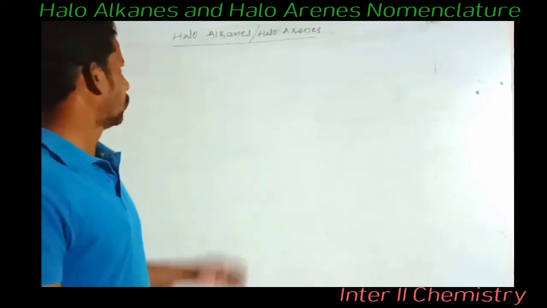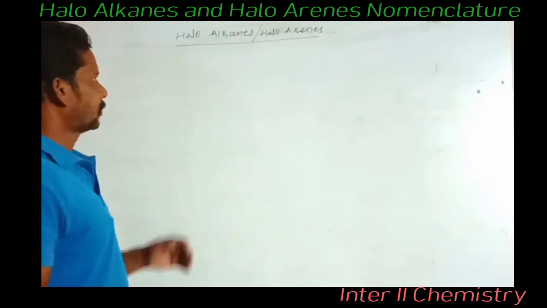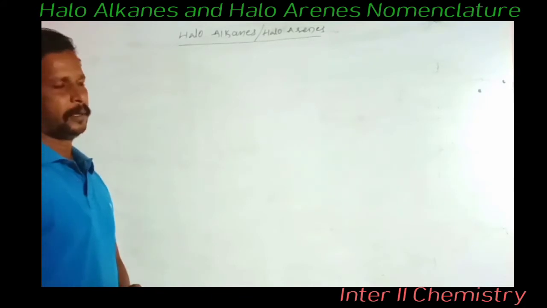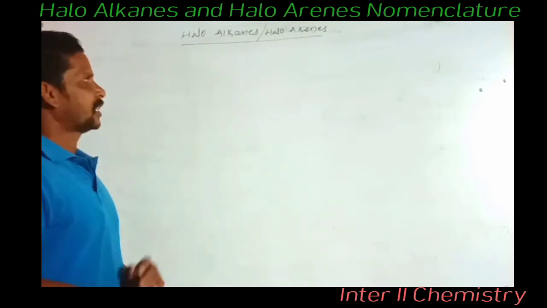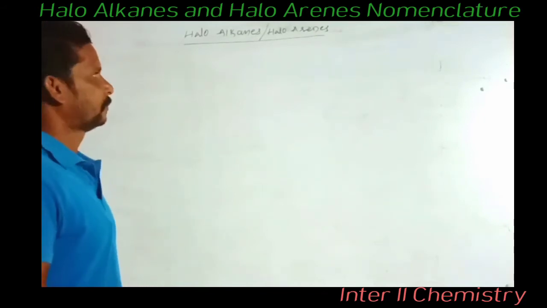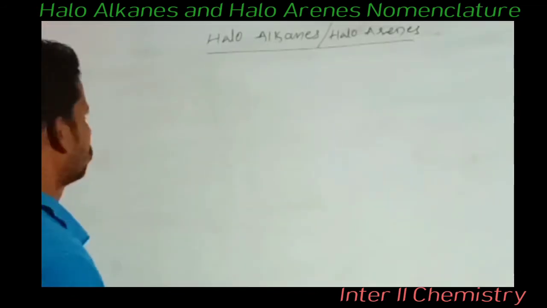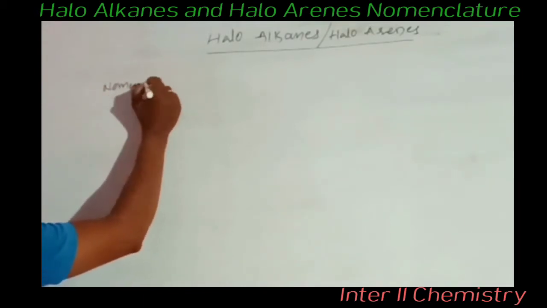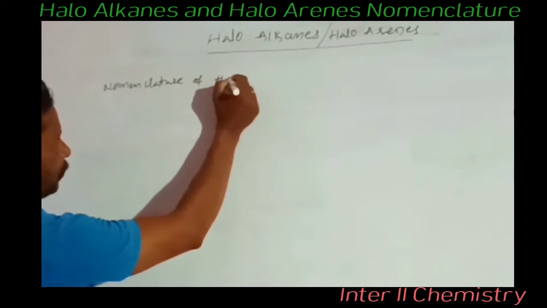Today we are going to discuss alkenes and arenes, part 2. So let us discuss the nomenclature of alkenes or arenes. Last class we discussed the classification of halogen compounds, those are alkyl halides and aryl halides. Now let us discuss the nomenclature, or naming, of halogen compounds.